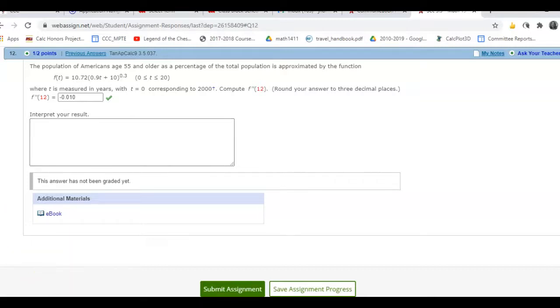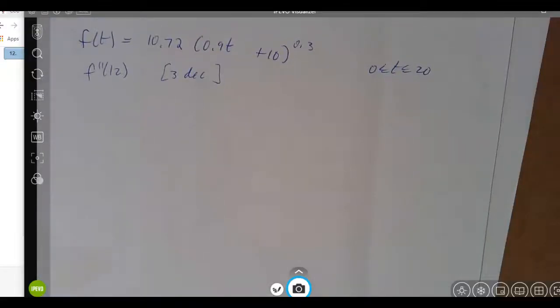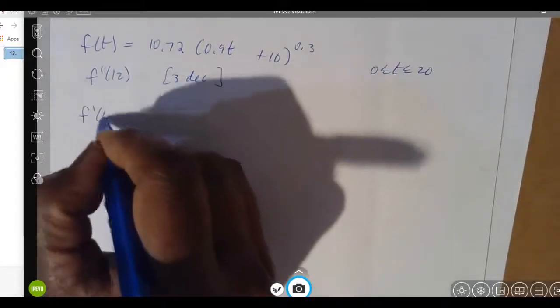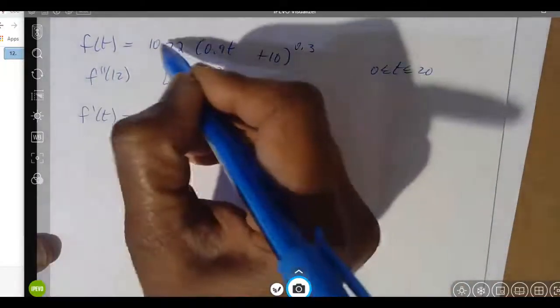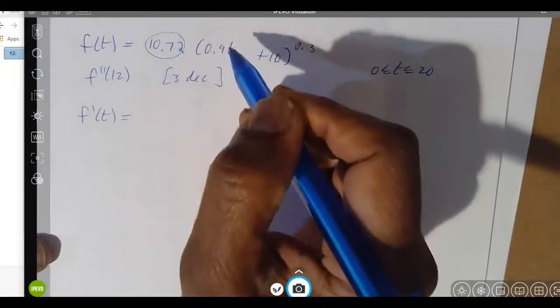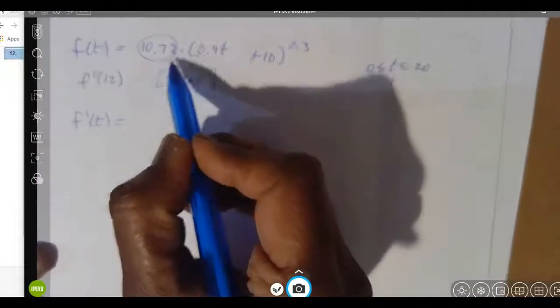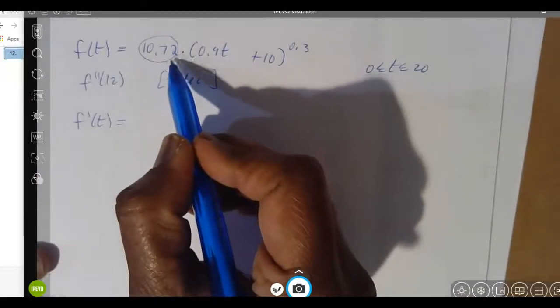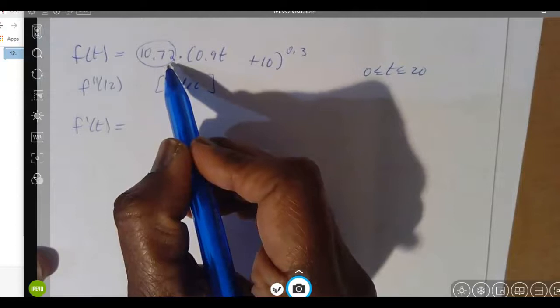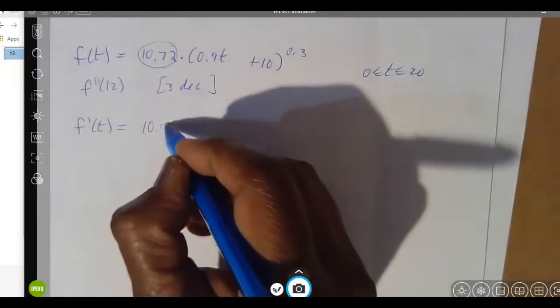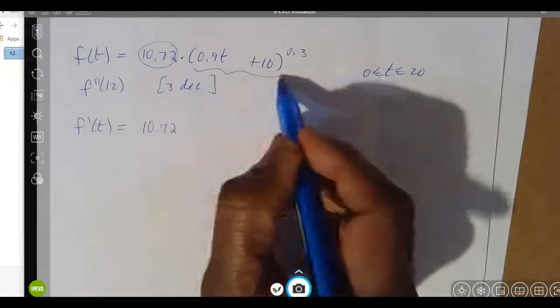Okay, we're going to switch to my paperwork here. So this is what I wrote down. To find the second derivative, we need to find the first derivative, so f prime of t. Now notice that this constant multiplied is not going to require a product rule because it's just a constant. If there had been a variable here, then you would use a product rule. So in this case, just bring the 10.72 down and just focus on this bit.